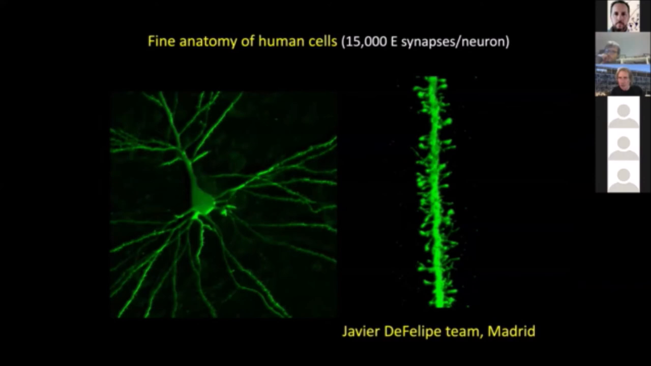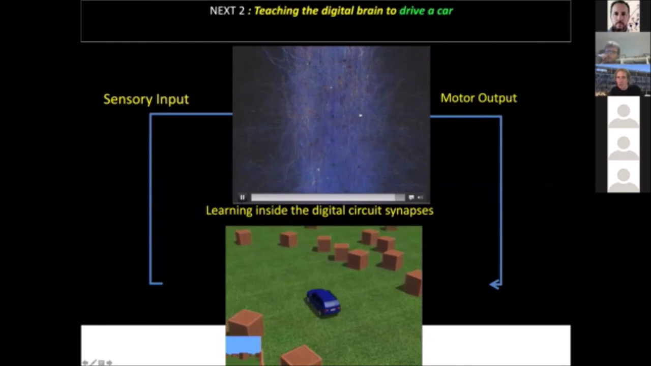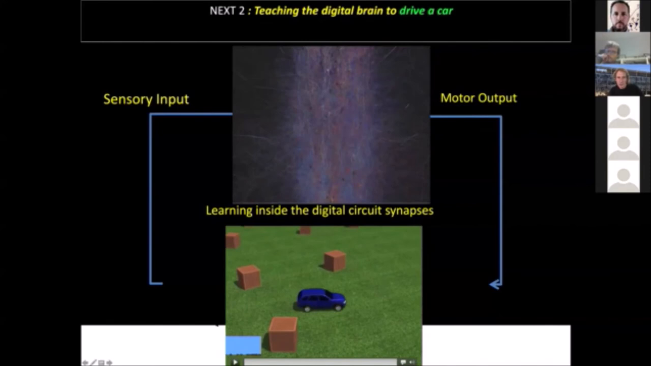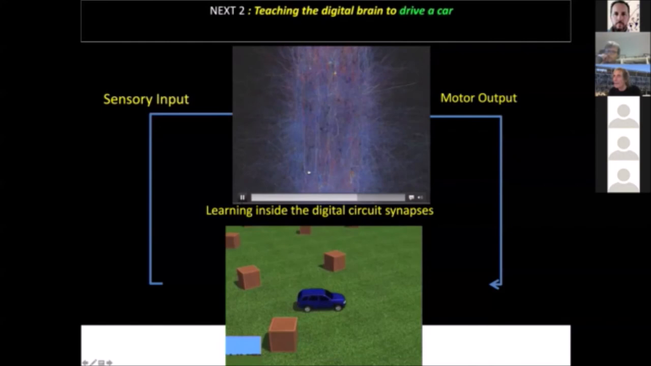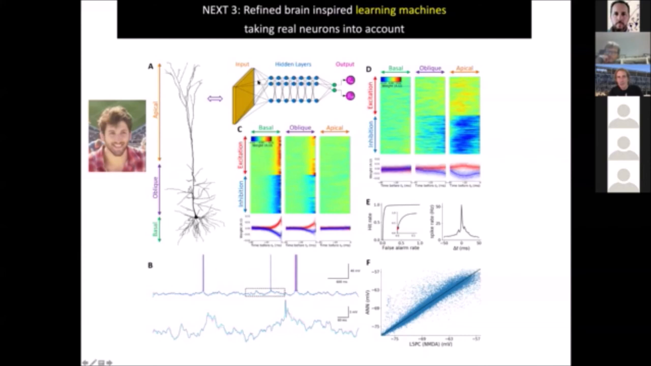Another direction, we are trying to use the reconstructed simulated circuit to teach the circuit by manipulating synaptic strength to drive an avatar car. We get a very good success in teaching a circuit to drive a car by closing the loop between the environment and the circuit. So this is another direction, an AI attempt to use the circuit to drive cars. And finally, we are now very excited to be able to use machine learning techniques to show that a single individual neuron, a cortical layer 5 neuron in this case, cannot be replicated by deep neural networks. You know, this is a big buzz, big hype.